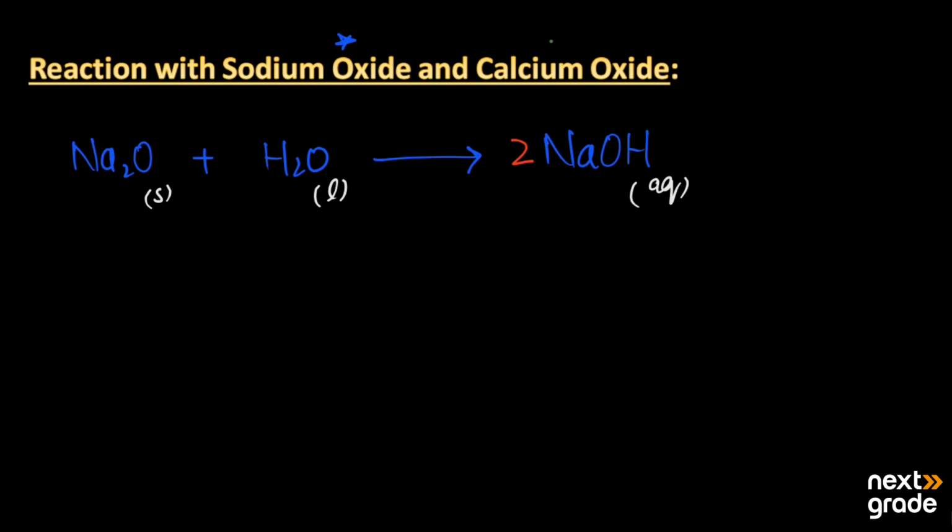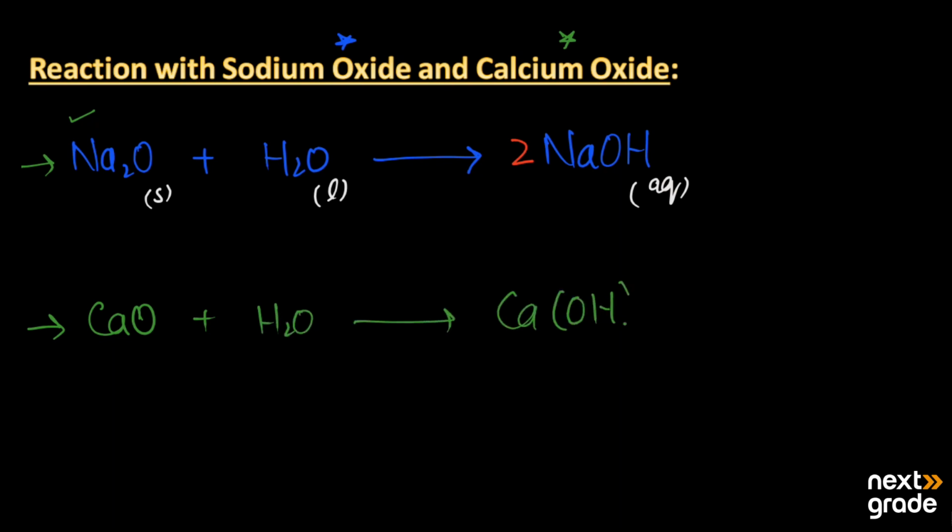Next, the reaction with calcium oxide. That was the oxide of the alkali metals, and next we have the oxide of the alkaline earth metals, which is calcium oxide plus the water molecule. The product we gain is calcium hydroxide. By balancing that equation, calcium, hydrogen and oxygen are balanced. Calcium oxide will be in the solid state, the water in the liquid state, and the calcium hydroxide will be in the aqueous form, or aqueous solution.